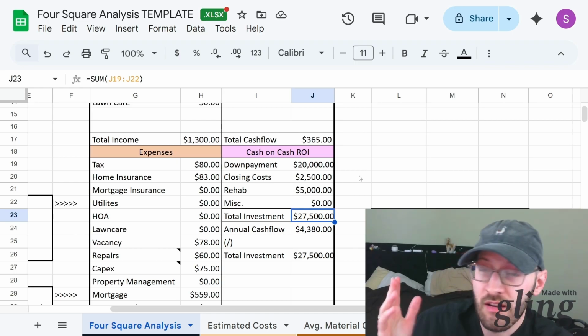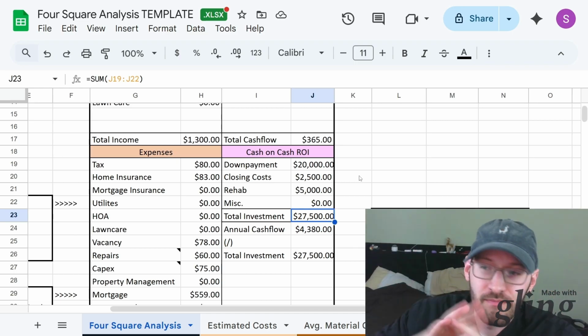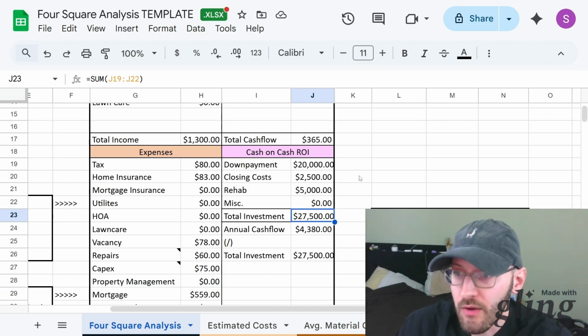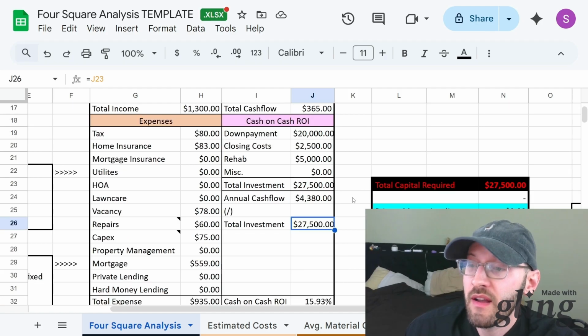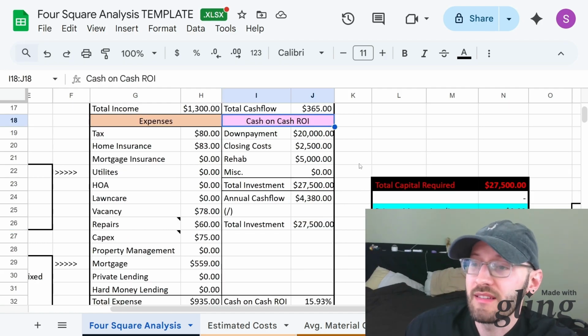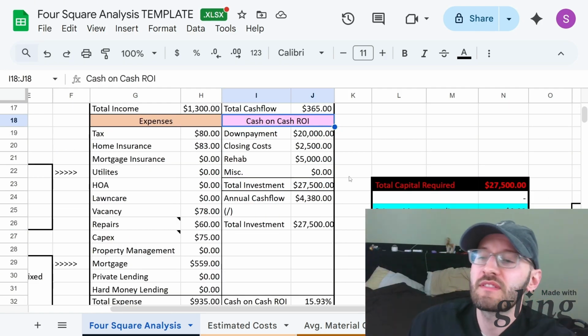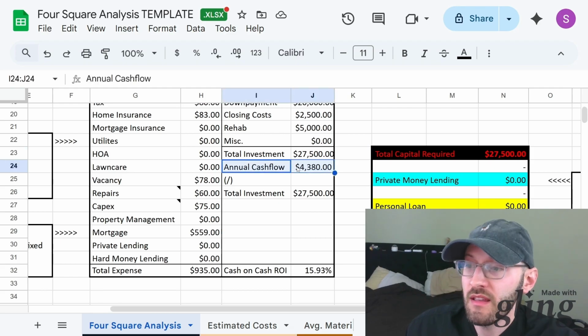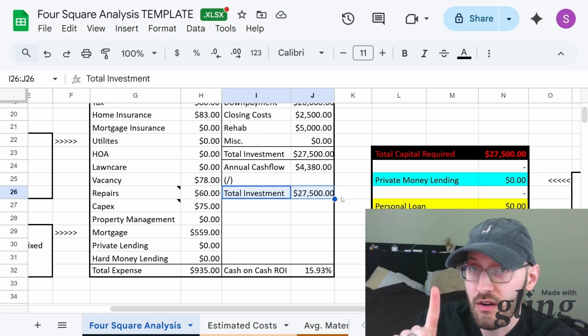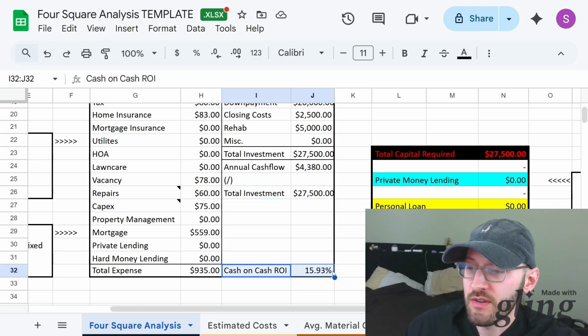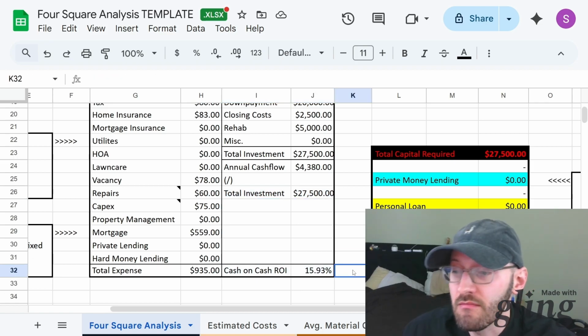$27,500. That's the number in this mystical scenario we got going on here. Your cash flow is going to look like $4,380. So that's how much the business made. And we're going to find out what cash on cash ROI is, a fancy way of saying, hey, how much money divided by how much investment I did that year. Just that 1 year for that building. And it looks like the return on investment would be about 15, almost 16%.